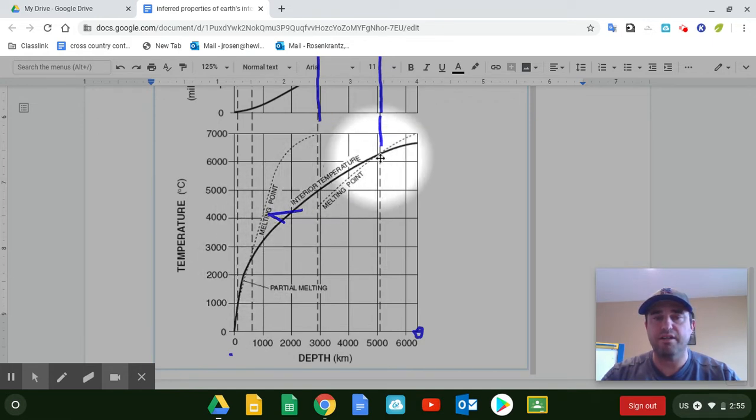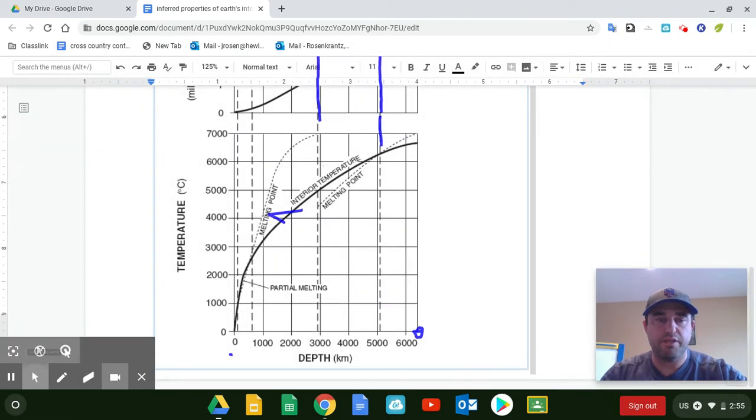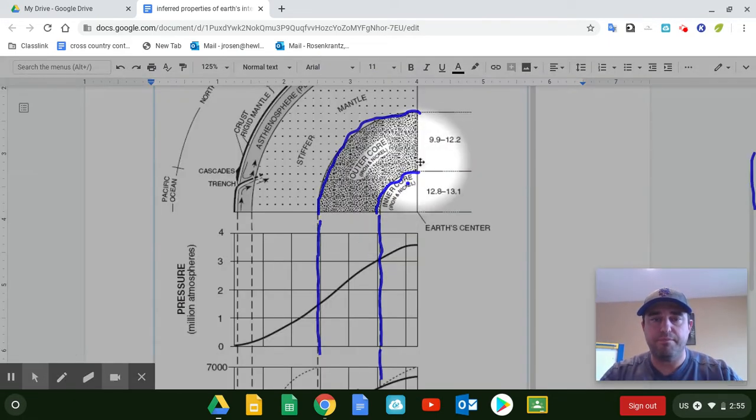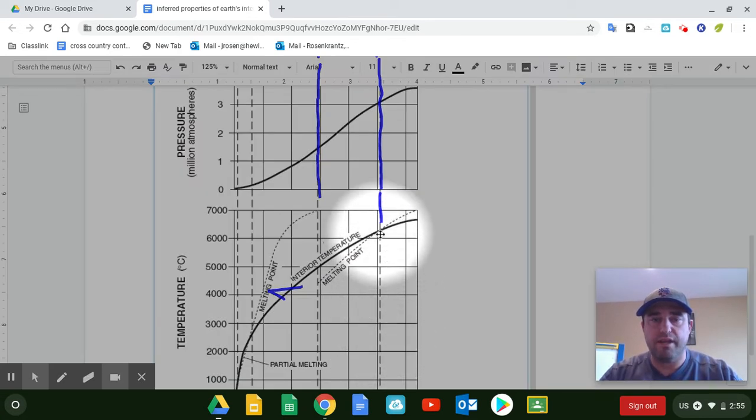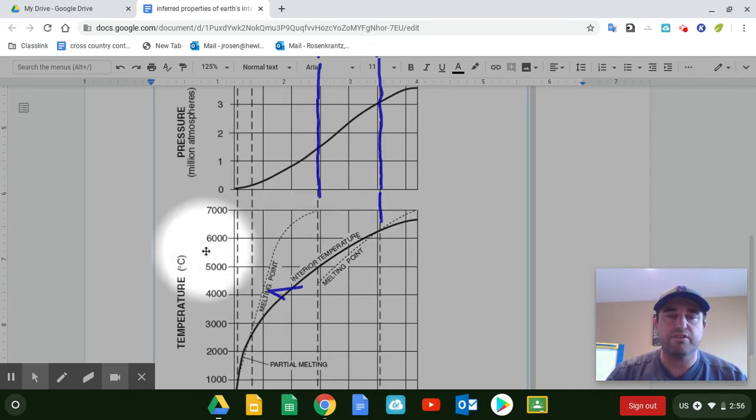That means it gets hotter and hotter and hotter. Okay? So if I asked you, what is the temperature at the boundary between the inner core and outer core? The way you would find that is you go, okay, temperature between the boundary of the inner core and outer core, well, that's right here. That's the boundary between the outer core and inner core. And I follow it down until I hit this black bold curve that says interior temperature. So that's where they hit at the boundary, and it's just over 6,000. So 6,200, 6,300 degrees Celsius.